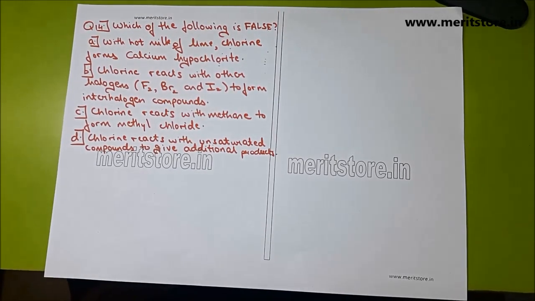Which of the following is false? A. With the hot milk of lime, chlorine forms calcium hypochlorite. B. Chlorine reacts with other halogens to form interhalogen compounds. C. Chlorine reacts with methane to form methyl chloride. D. Chlorine reacts with unsaturated compounds to give addition products.